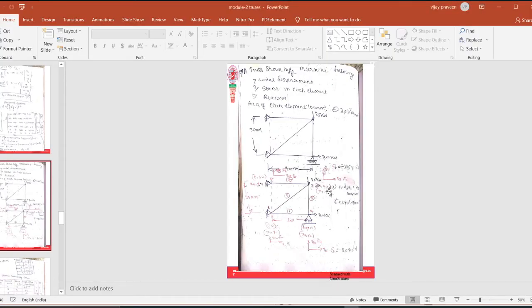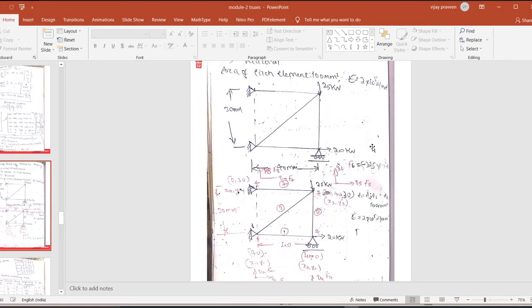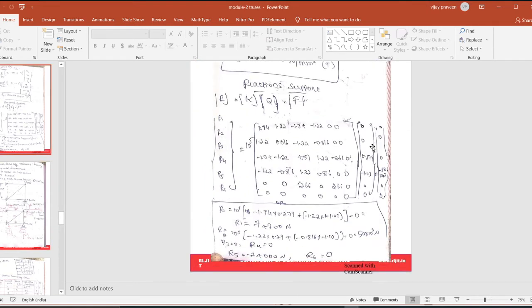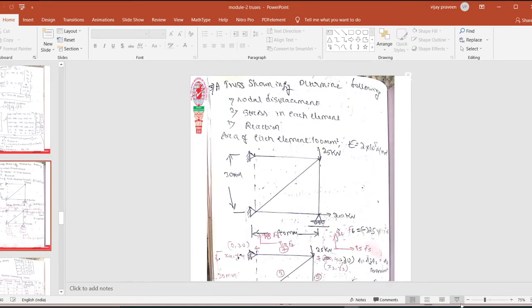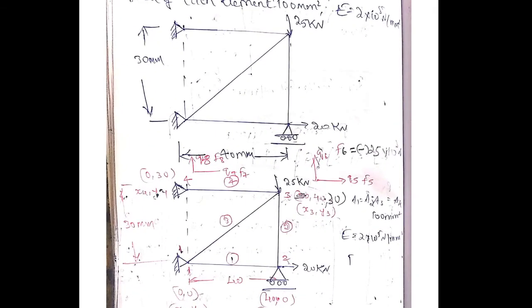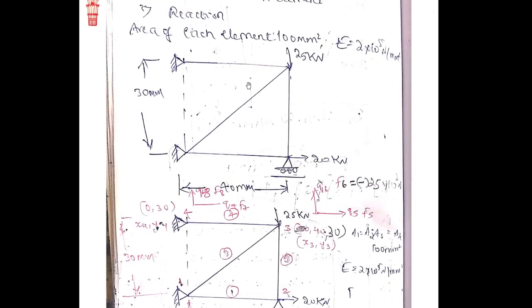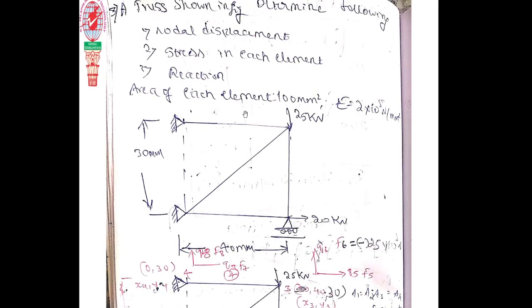You better copy this figure. Why? Because I told you to copy this, no? In that problem, directly in the figure, they gave the coordinates, but here in the examination problem they are not given the coordinates. They gave the distances here from the origin: 40 mm, 30 mm, and here 20 kilonewton, 25 kilonewton.